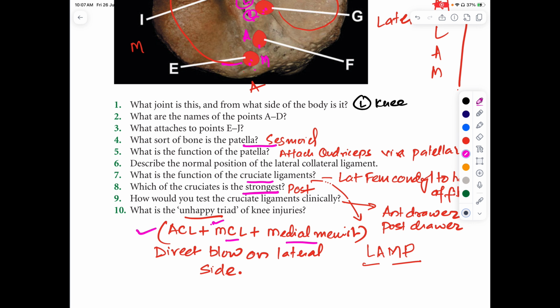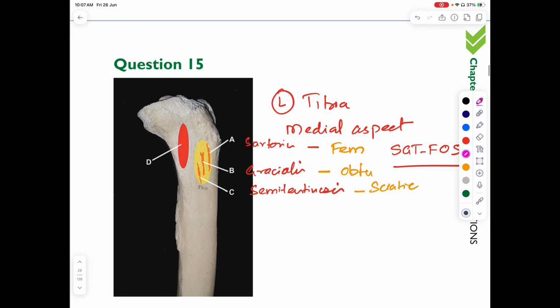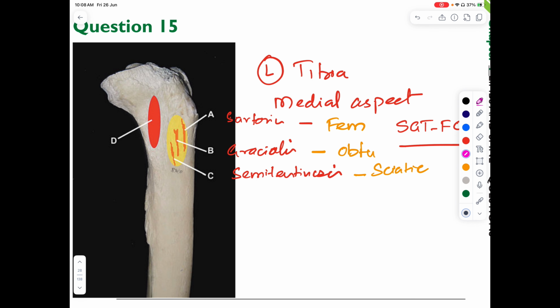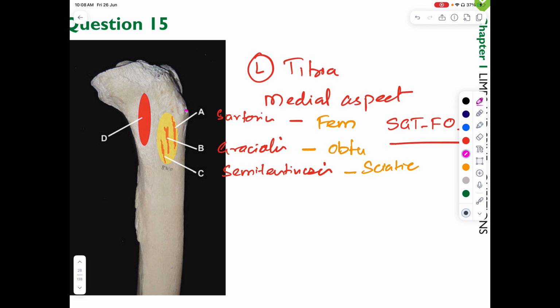So a direct blow from the lateral side will lead to this. You get a picture like this. This is the tibia on the left side, because you are seeing the medial aspect, so it has to be the left side. This is the tibial tuberosity, the shin. The lateral side is naked; the attachment is on the medial side.